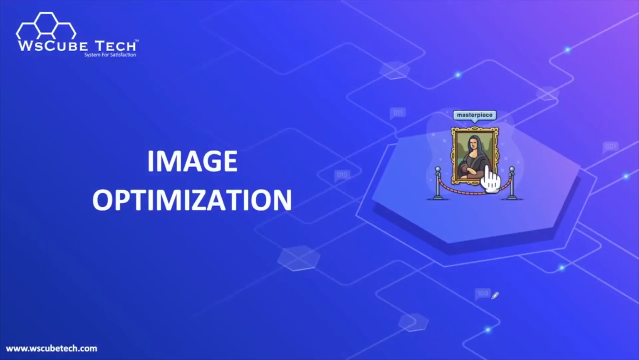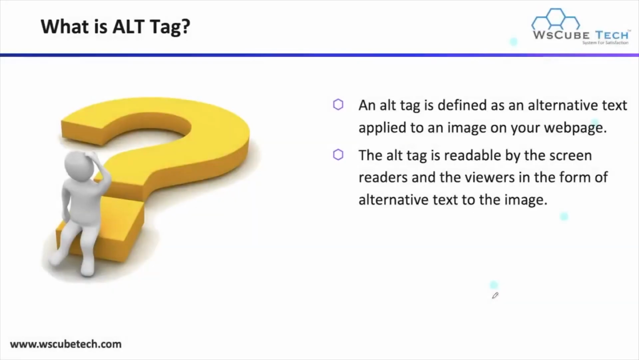So in this video, I'm going to talk about image optimization, how we can do image optimization in our WordPress website. So let's start with the basic definition of the alt tag, which we are going to use in our image optimization part. So let's understand what this alt tag is.